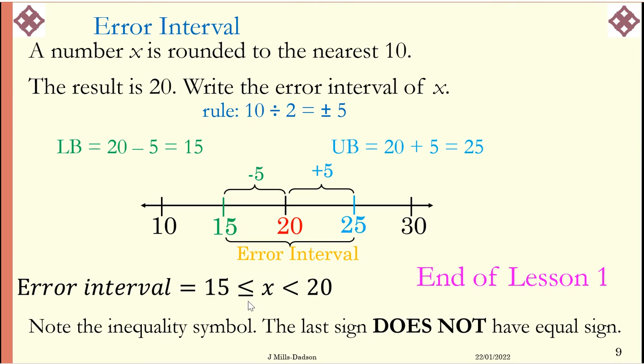So this is how you should quote the error interval. And as you realize, if you round to the nearest 10, this will become 20. Closest, because this cannot be exactly 25. So anything closest to 24.1, 24.2, closest to 25, that's what this is all about. Note, you do not use the equal sign on this side. That brings us to the end of lesson 1.